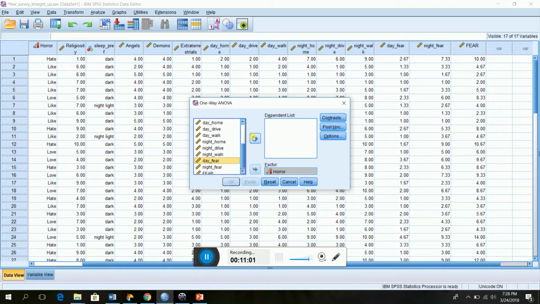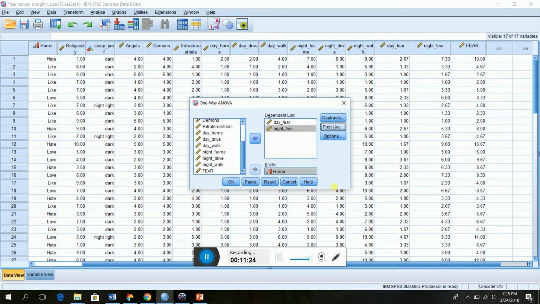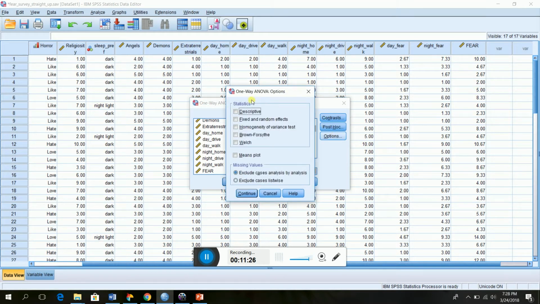We're going to want post-hoc tests in case we do get a significant one-way independent ANOVA. And I recommend LSD, Scheffe, and Tukey. Hit continue. We're going to go to options. We're going to ask for descriptive statistics and homogeneity of variance test. Then we're going to continue. And since this is so exciting, we're going to hold our breath and hit OK.